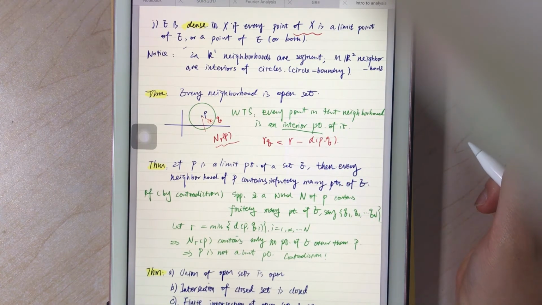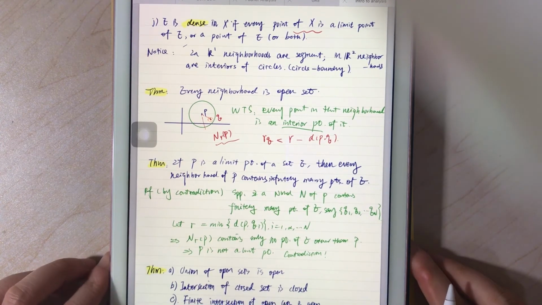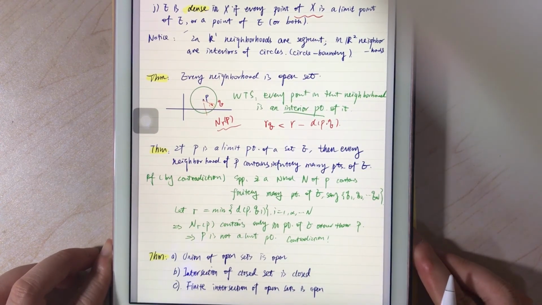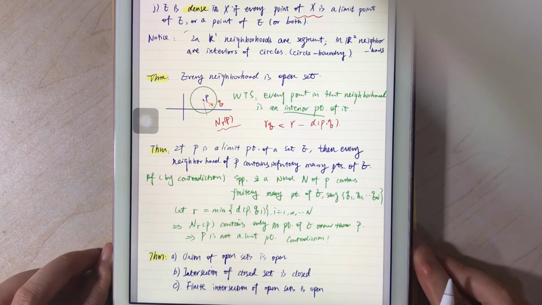So now we prove that take any point in the neighborhood, it is an interior point. So every neighborhood is an open set, right? Okay. So next theorem is that if P is a limit point of a set E, then every neighborhood of P contains infinitely many points of E.